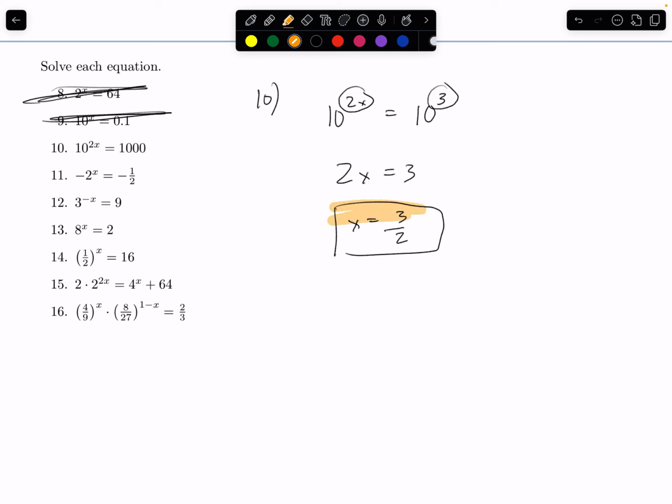Done. Now, it's kind of interesting here, just think about the original question. Looking at it right off the top, it's not really obvious to me that x is 3/2. But after just a couple of steps, oh yeah, x is 3/2, so that makes the whole equation work. So that's pretty cool. Okay, next one.